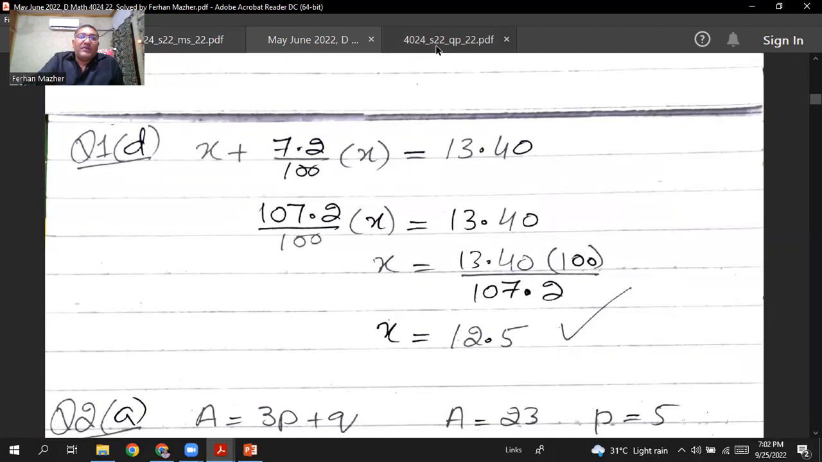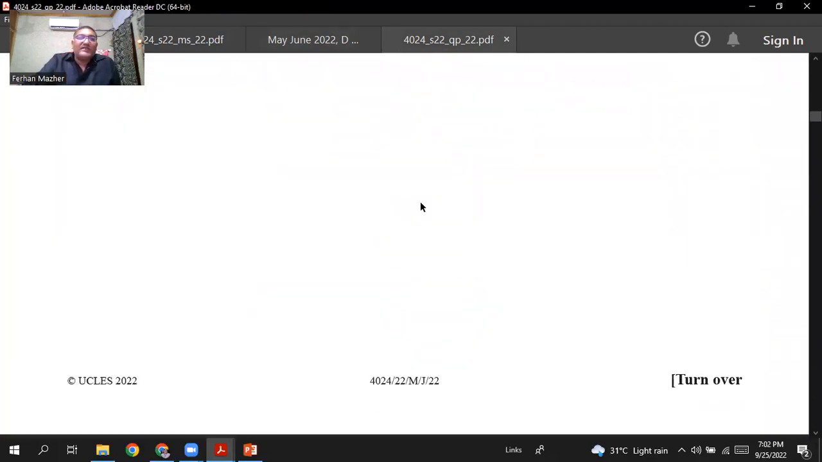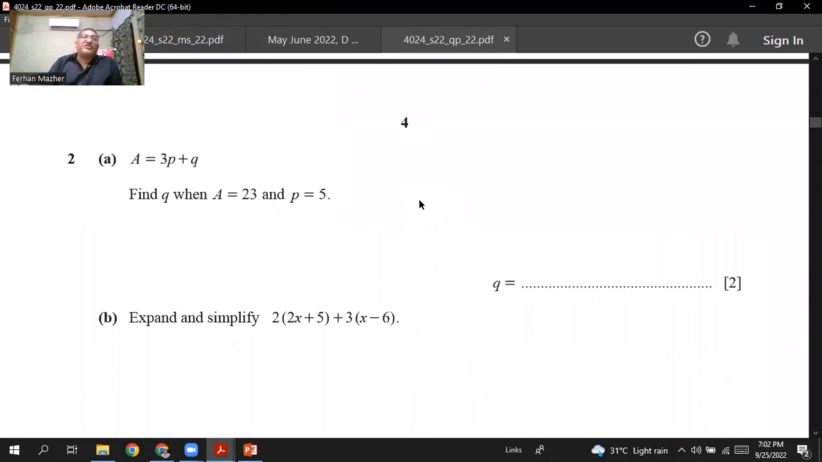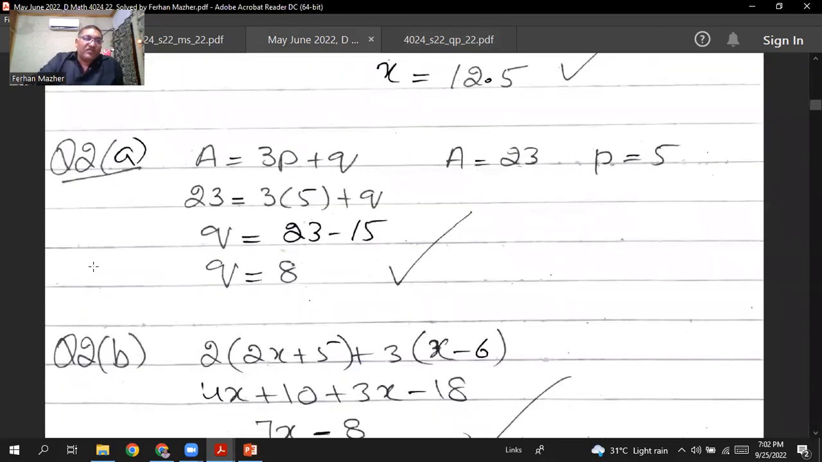Okay, so we are done with question number 1. I hope you understand. Okay, so we are going to the next question. The next question is question number 2. He says A equals 3P plus Q. Find the Q when the A is 23 and the P is 5. Very simple, straightforward question.